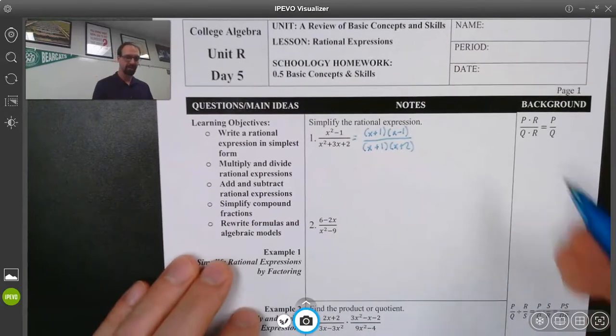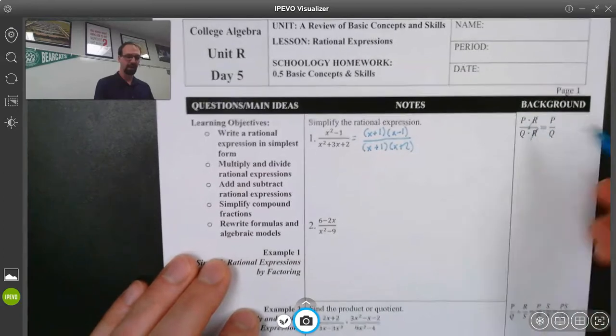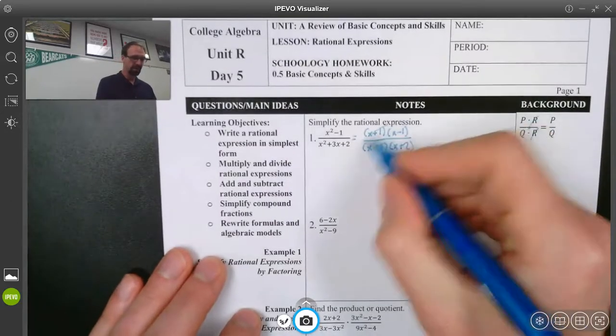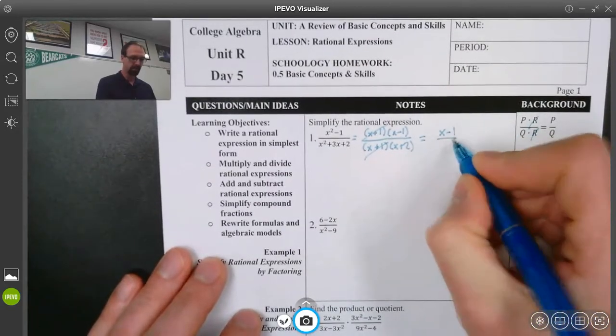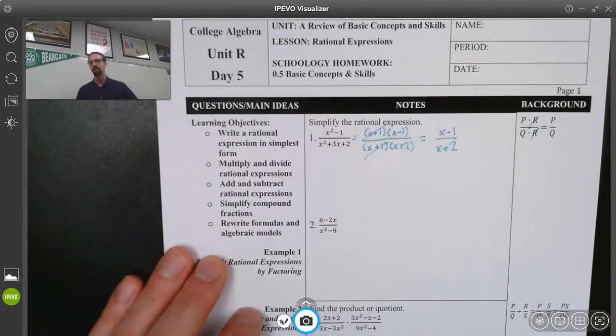I want to point off to the side here, the p times r over q times r, you can eliminate out those r's because, again, when you have something divided by itself, it's just 1 to be left with p divided by q. So the idea here is we cancel these out, and we're left with x minus 1 over x plus 2. So that's the only term left. I did not include parentheses.